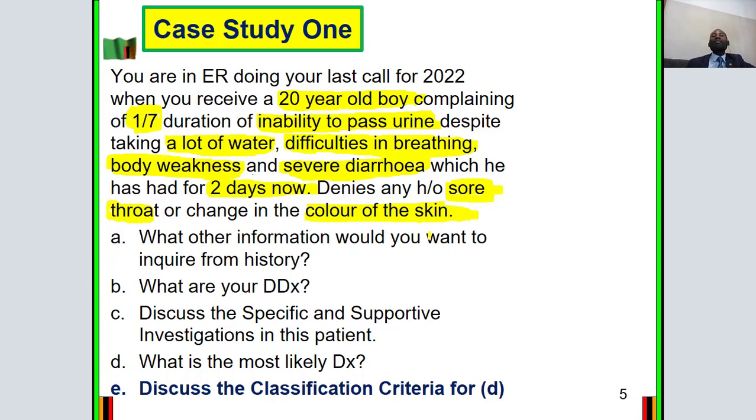We have seen that severe diarrhea has been there for 2 days. And because of this 2 days of diarrhea, we are now able to begin to contextualize what is happening. Because of severe diarrhea, now I understand why this boy is weak. We know that severe diarrhea causes what? Dehydration.